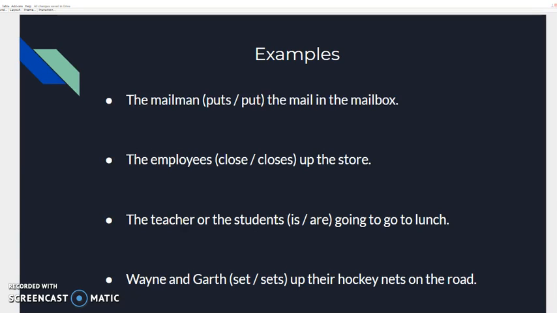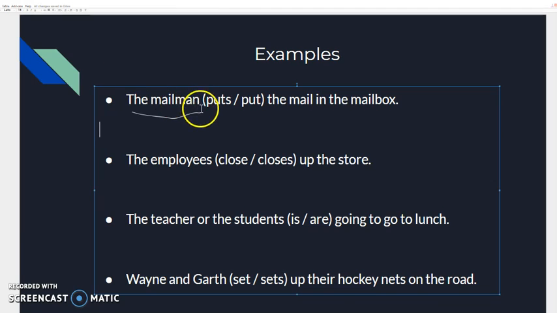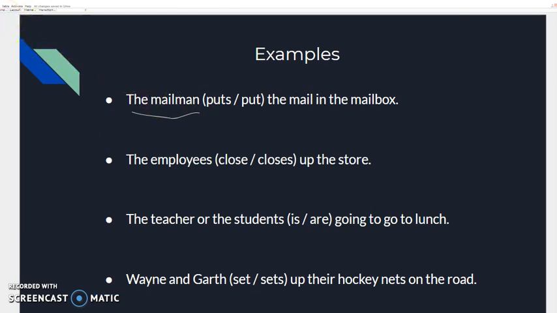Alright, so on this slide we'll be looking at some examples of subject-verb agreement being put to use for various sentences. The first sentence is "the mailman blank the mail in the mailbox." As you can see, the mailman is a singular subject, so we'll be using a singular version of the verb "put." Now, using the one-S rule, we can determine that the singular version would be "puts," since the mailman does not have an S at the end of it. So the sentence is now "the mailman puts the mail in the mailbox."